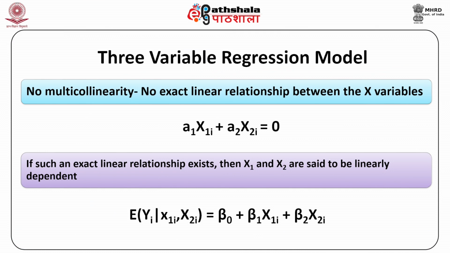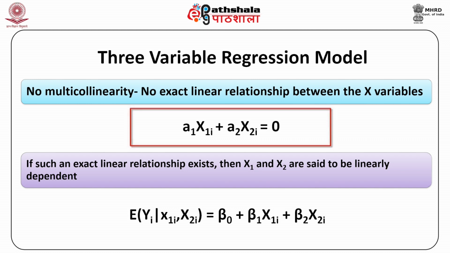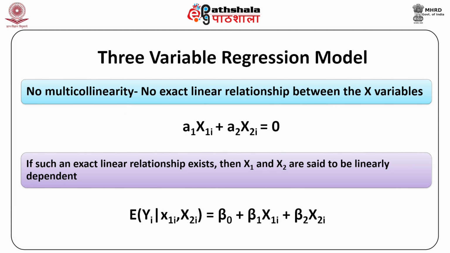No multicollinearity: no exact linear relationship between the x variables. It implies there exists no set of numbers alpha 1 and alpha 2, not both zeros, such that alpha 1 x1i plus alpha 2 x2i is equal to 0. If such an exact linear relationship exists, then x1 and x2 are said to be linearly dependent.